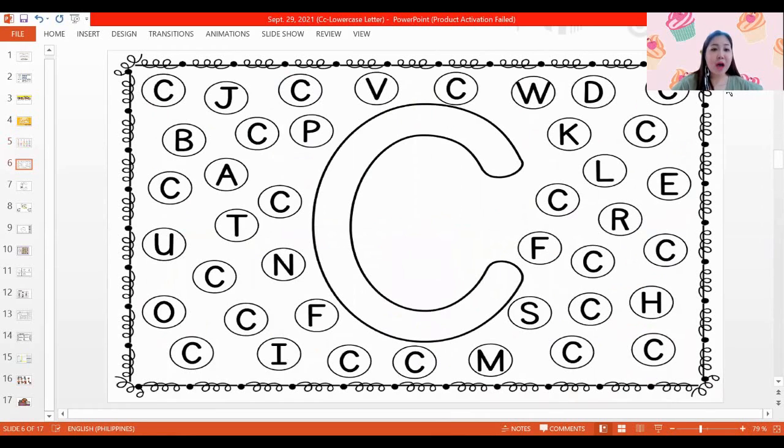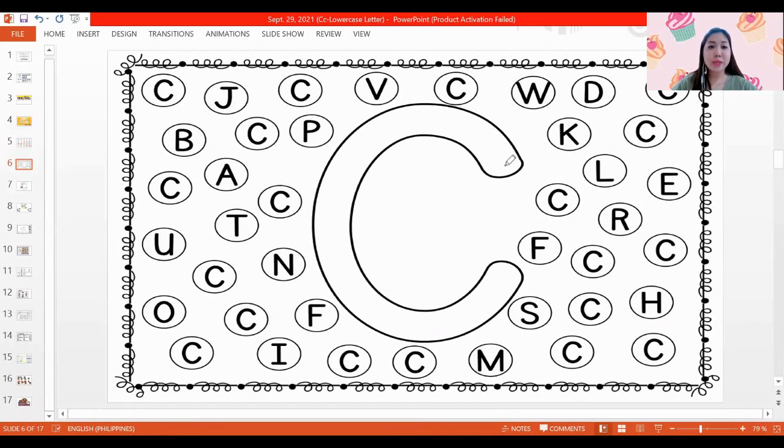So we have our letter C. The sound of C is K, K, K. So we are going to write our capital letter C. Remember, capital letter C is the big letter C.